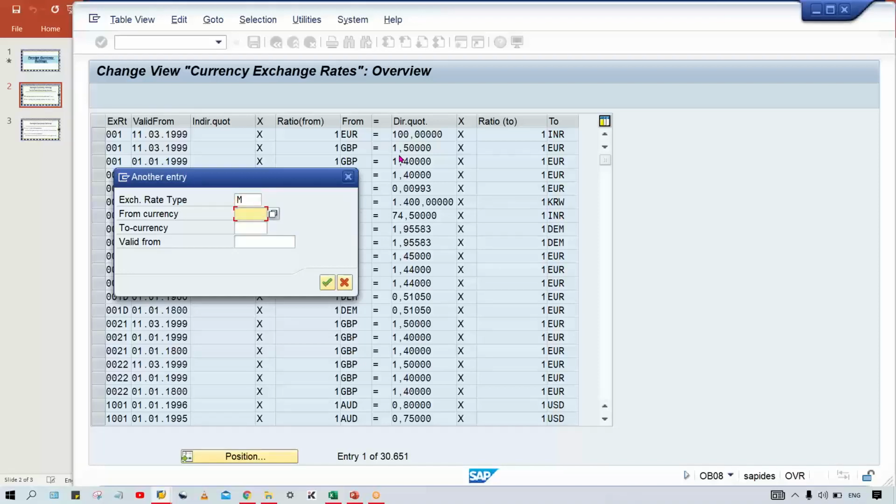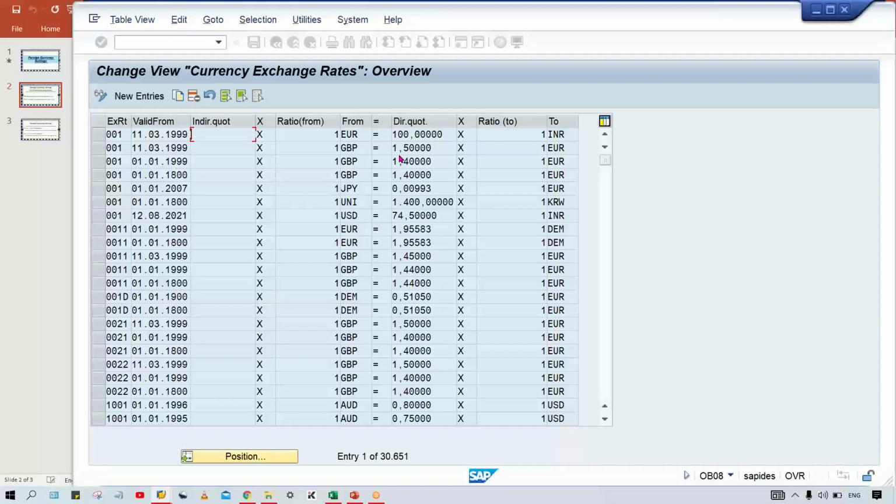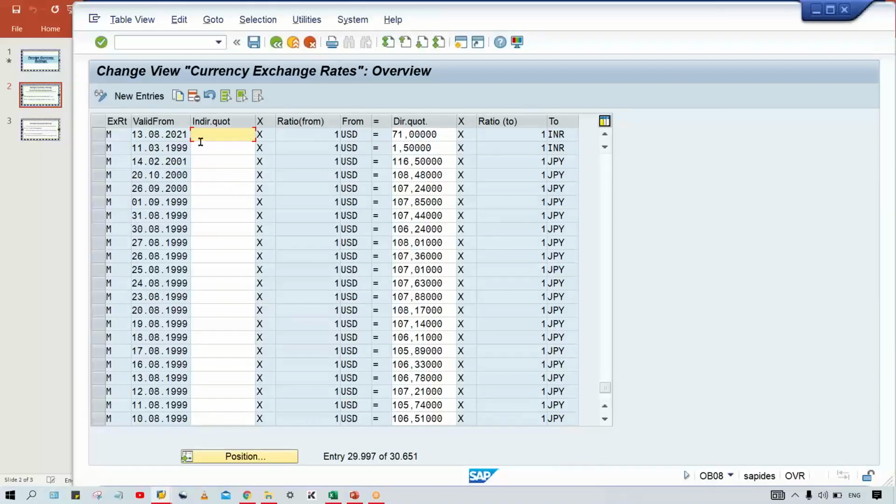Exchange rate type M, USD, Indian currency, 14 at this date. So on 13th it is maintained, right? On 13th it is maintained, but 14th is not maintained. So generally what is happening, guys, maintaining the exchange rate is a regular activity, because for foreign currency the rates will keep on fluctuating, right? So on a regular basis, it is going to be maintained.